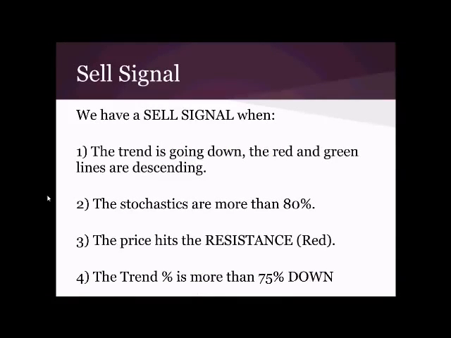So you see the red and green lines are descending, the stochastics are more than 80%, showing some exhaustion in going up, and so it's hit the extreme of 80% plus 90%, and it wants to come back down. We wait for the price to hit the resistance, and we confirm that the trend percentage is more than 75% down. Now, we don't always have to do step 4, but it is advisable to flag out some false signals.